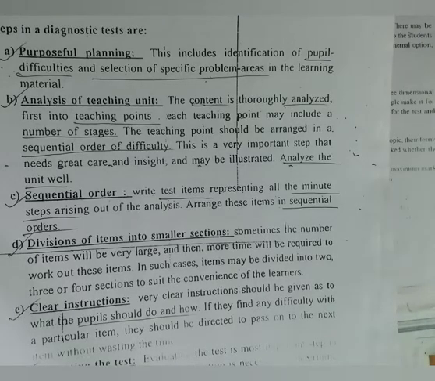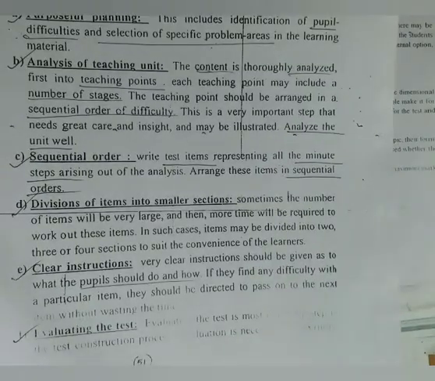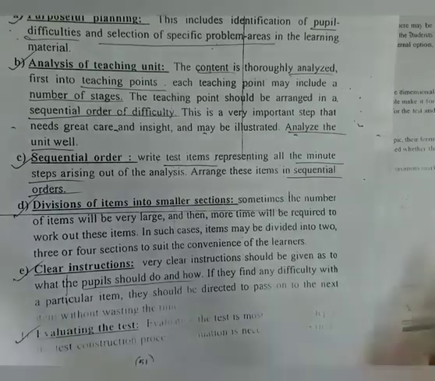Then the third one is sequential order. You have to write the test items representing all the minute steps. Fourth one is division of items into smaller sections. Sometimes the number of items will be very large and then more time will be required to work out these items. Then clear instructions should be given to the students about how the questions should be done. Then the last one is evaluating the test.